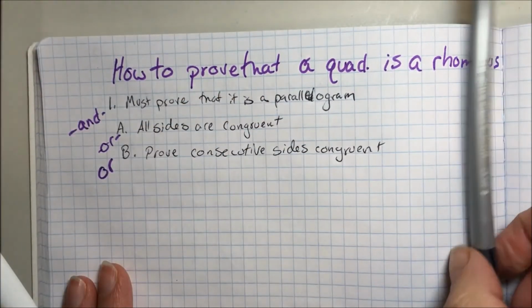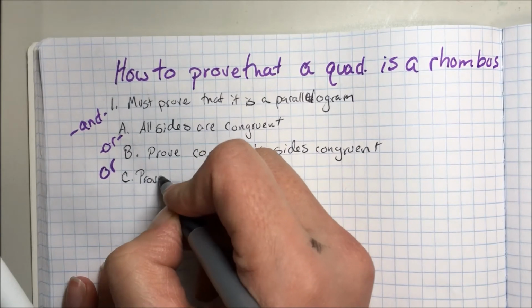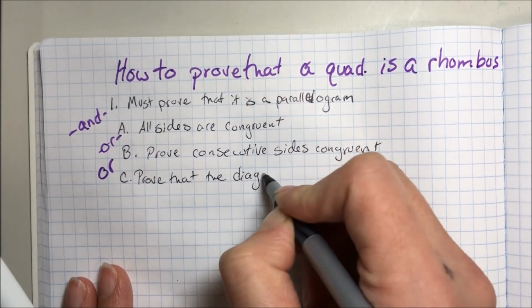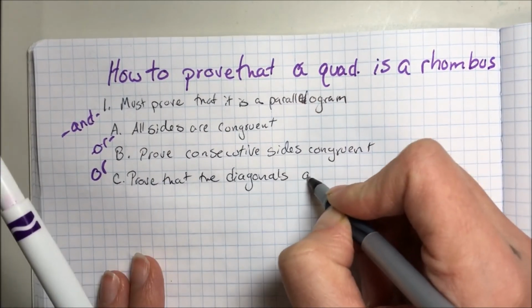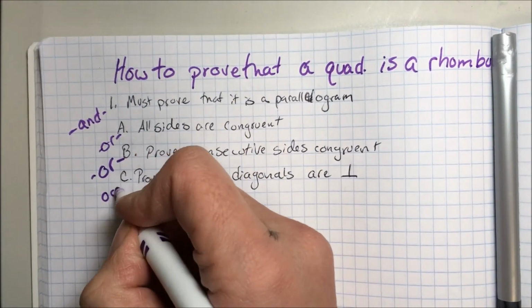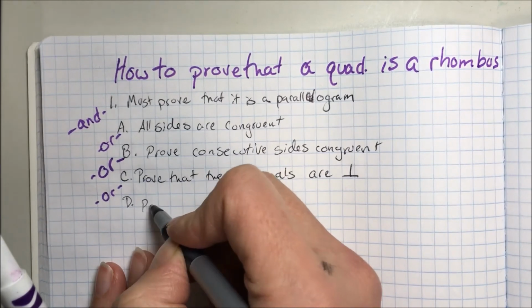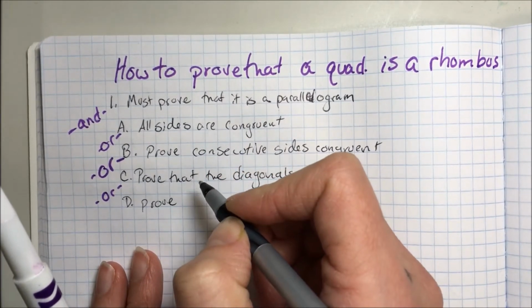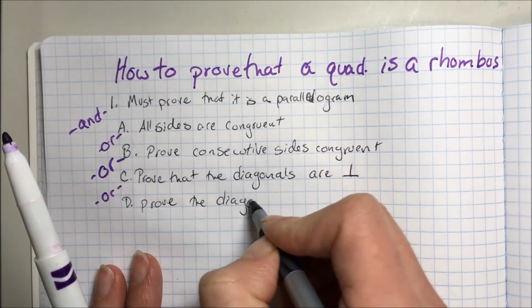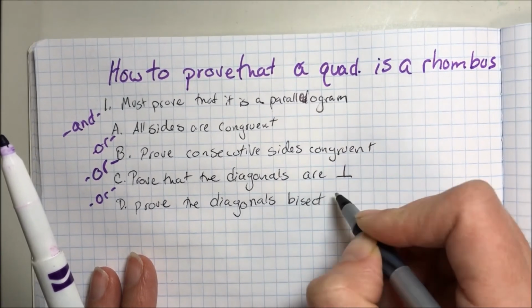Or prove that the diagonals are perpendicular. Or prove the diagonals bisect the angles.